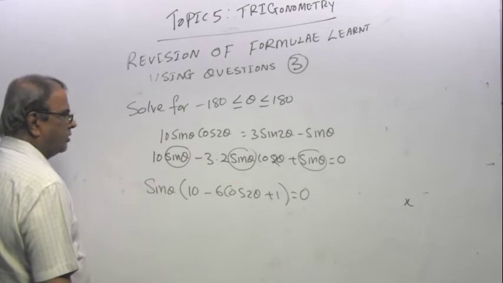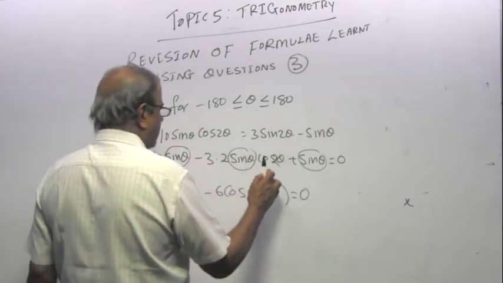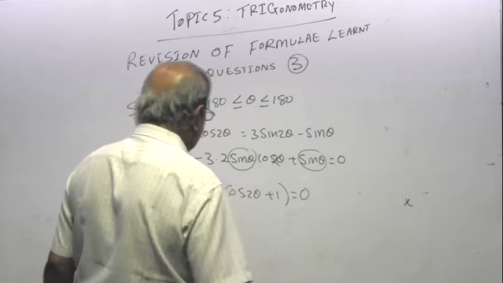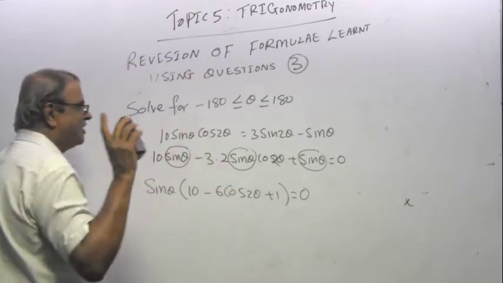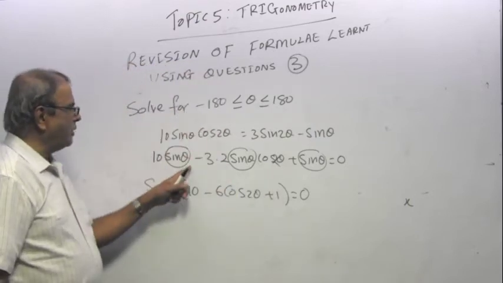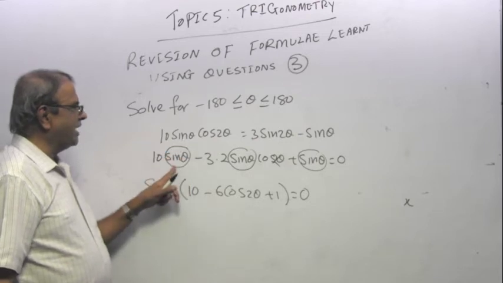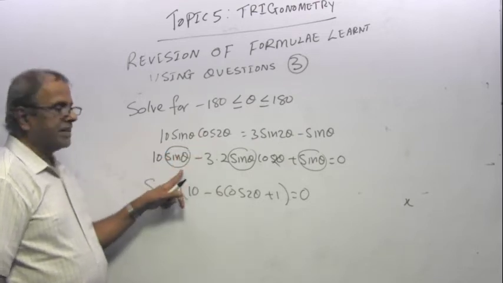What did I go wrong? No, that's correct. I rewrote, sorry, when I copied, good, it came up. When I copied this, I wrote this as only 10 sin theta. I forgot to write cos 2 theta.